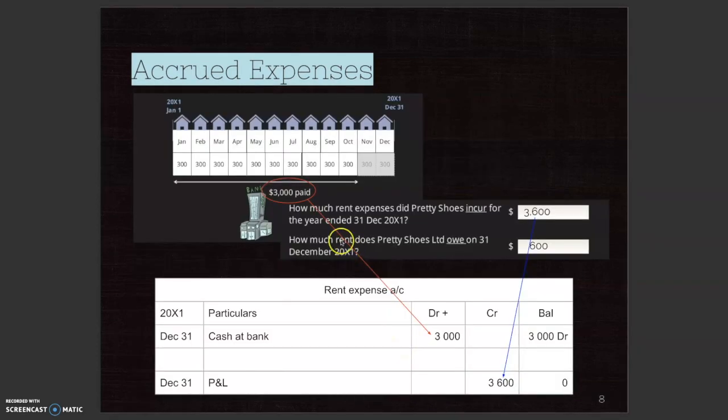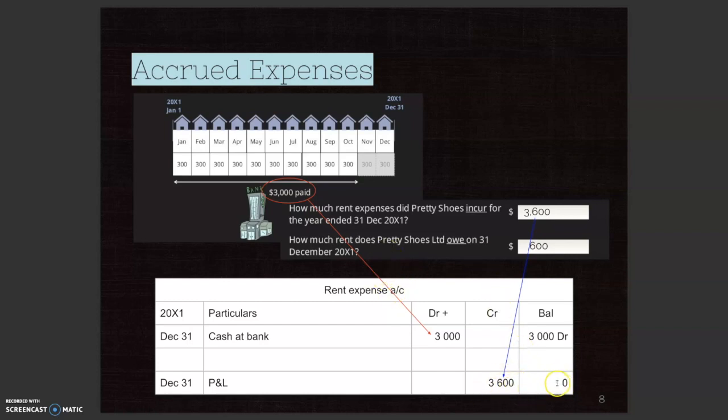How do we record this in our ledger? Okay, so here we have the ledger account drawn out. You can see that rent being an expense is debit nature. So when we paid the amount of money, we first record it in the rent expense on the debit side with cash at bank. Okay, and we are supposed to transfer the amount that we have incurred to the profit and loss. Okay, in this case we are transferring 3,600.